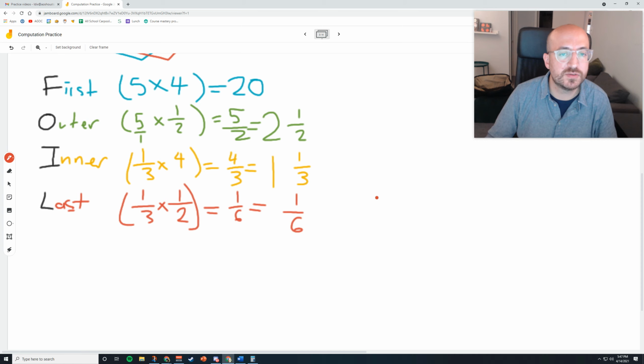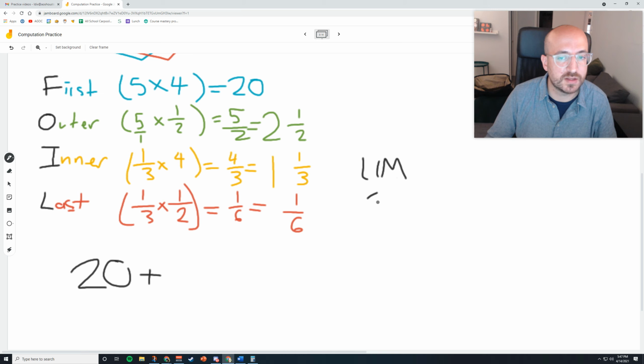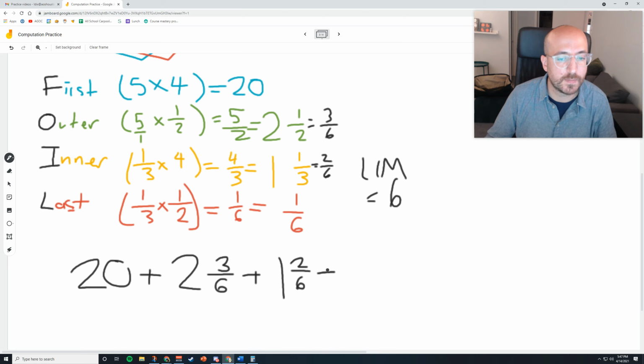Let's add these up. Houston, we've got a problem. They've got to be the same denominators. I'm going to just change them to the same denominators. So rewrite, the LCM is 6, right? I can change 2 and 3 and 6 all to be 6. So instead of 2 and 1/2, I'm going to write 2 and 3/6. This is 3/6. Yes? Okay. Plus 1, and instead of 1/3, I could write it as 2/6. And then I just have 1/6 at the very end.